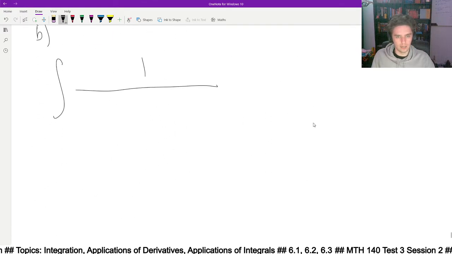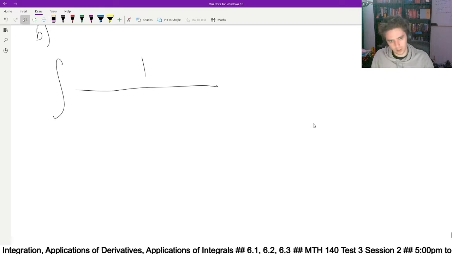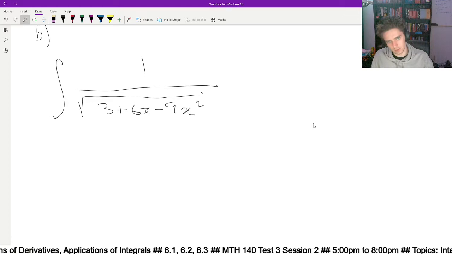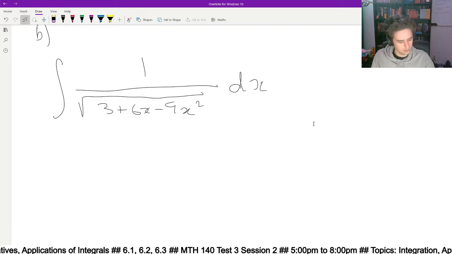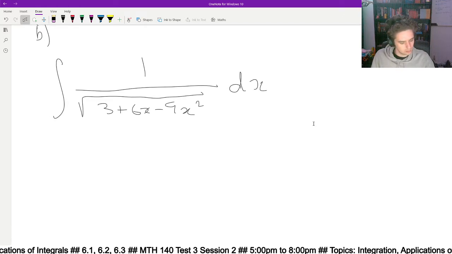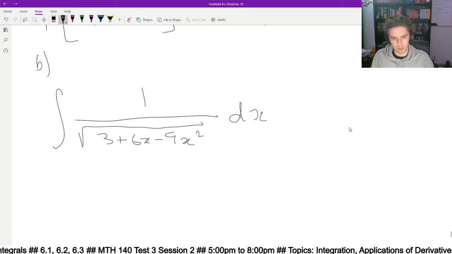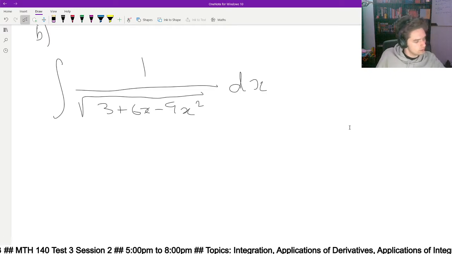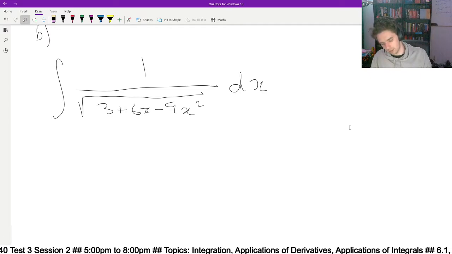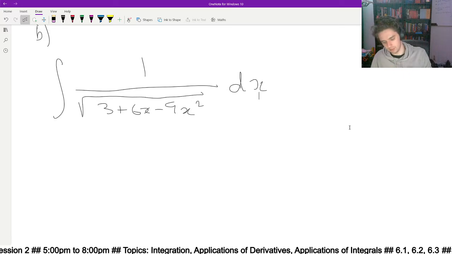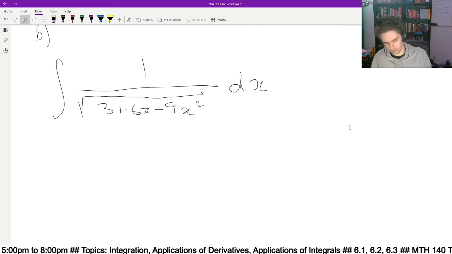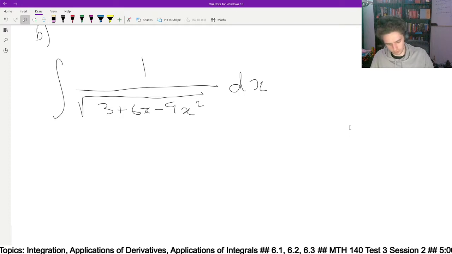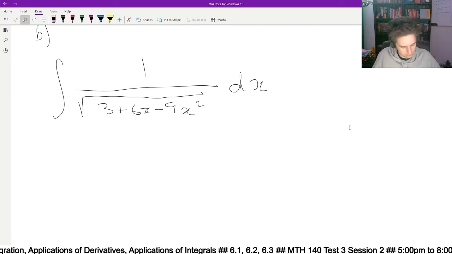Okay. So the next one we're doing is the integral of 1 over the square root of 3 plus 6x minus 9x squared dx. So this one is most likely going to be one of the inverse trig integrals. I just have to find them, so hold on one second, because I can't do it without it.